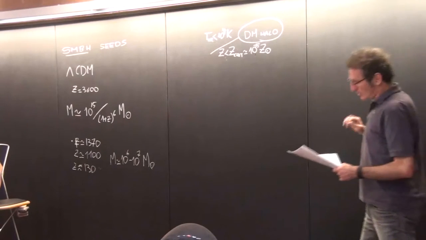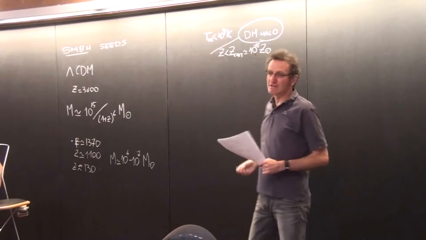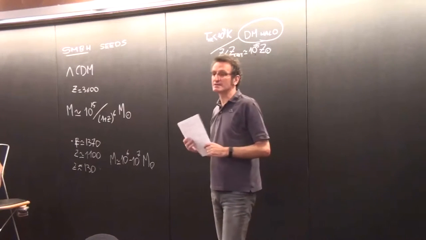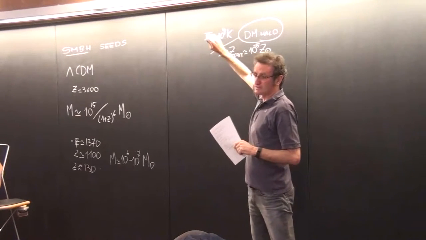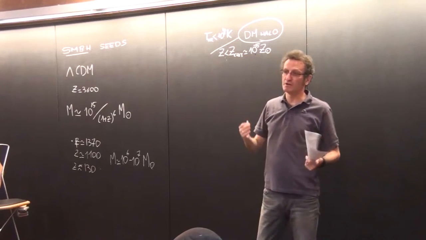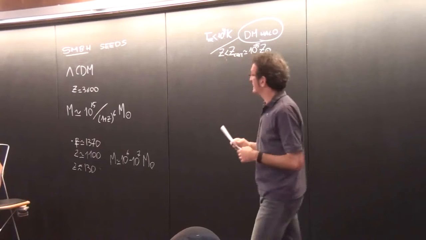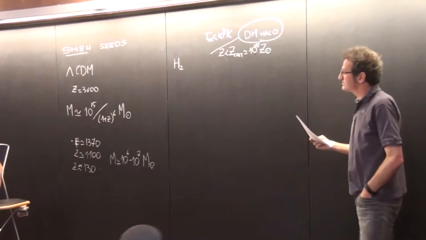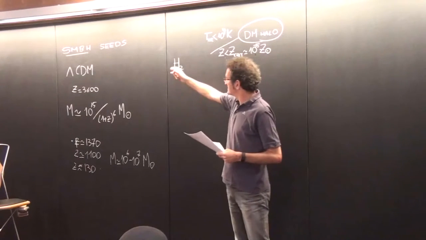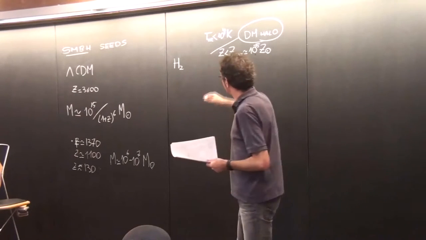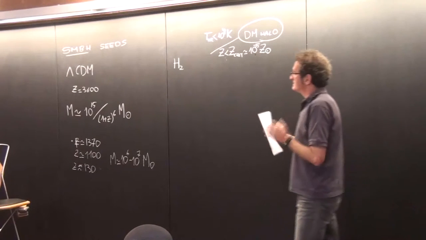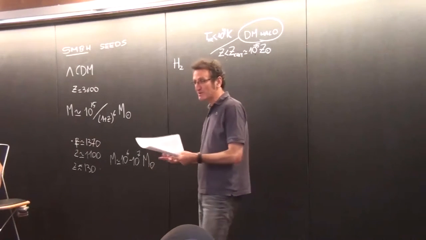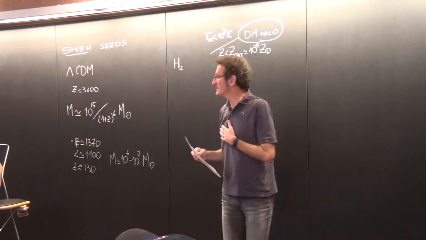Okay, so this magic number, 10 to the 4 Kelvin, is important because above it, metal-free gas can cool because of atomic hydrogen cooling. But below this virial temperature, you have to rely on something different, which is H2 cooling. So in this kind of halo, the main coolant is the hydrogen molecules, through some rotovibrational transitions, and this molecule is the most important actor in this discussion, because the amount of molecular hydrogen strongly depends on feedback, on how much UV radiation you have, and we'll be back on this in a while.